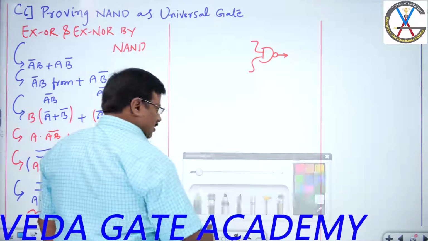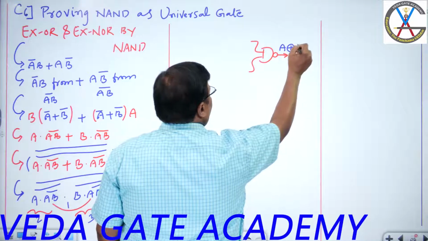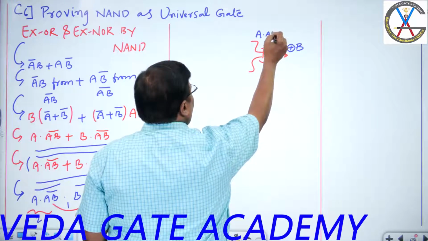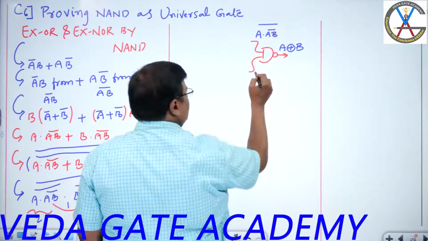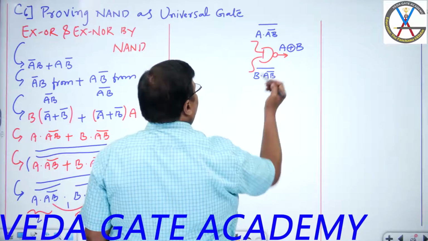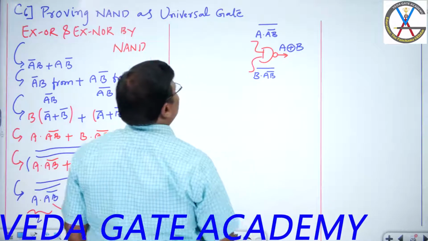What is the output of this? A exclusive OR B. What is this input? A into AB bar. What is this input? B into AB bar. And how do you get those things?